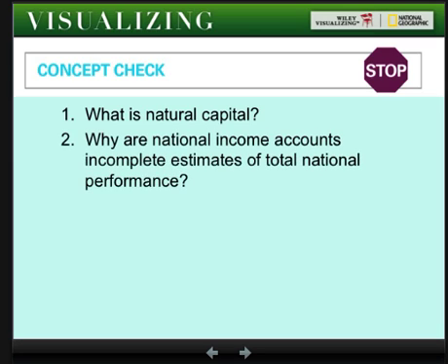Why are national income accounts an incomplete estimate of total national performance? And the reason is national income accounts are a measure of the total income of a nation's goods and services for a given calendar year. They are incomplete estimates of the total national economic performance because they don't incorporate environmental factors such as natural resource depletion and the cost and benefits of pollution control.